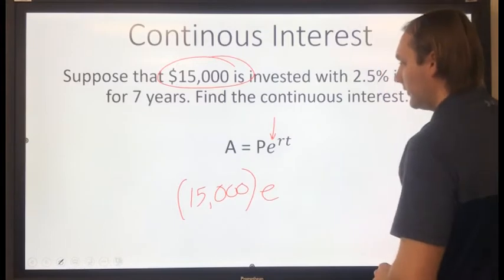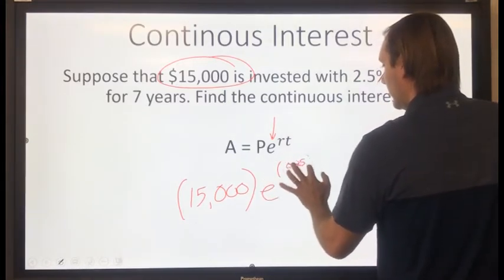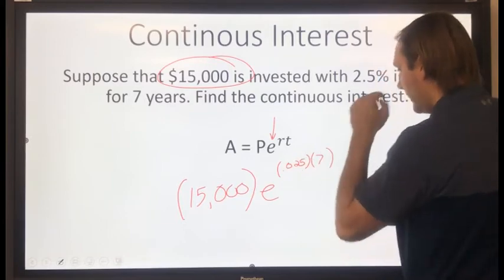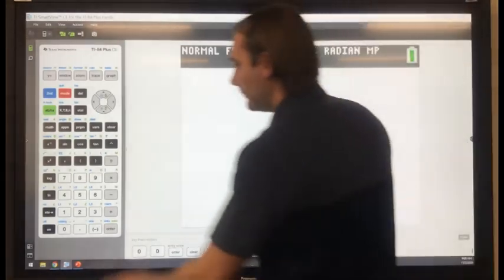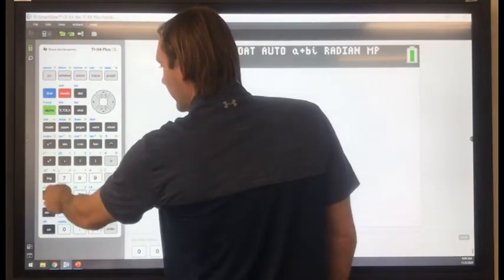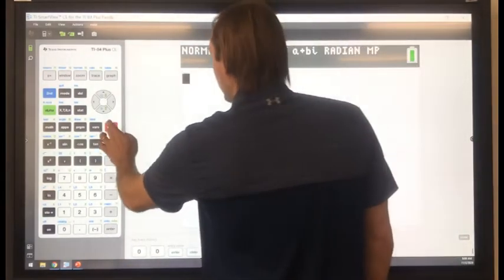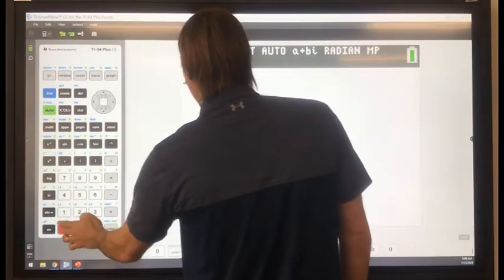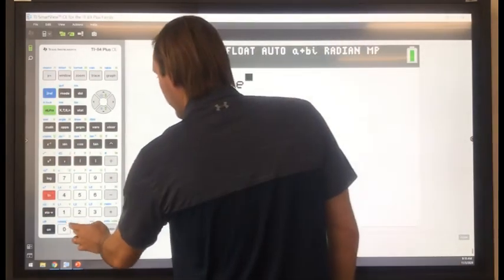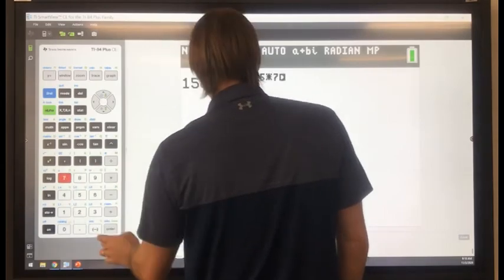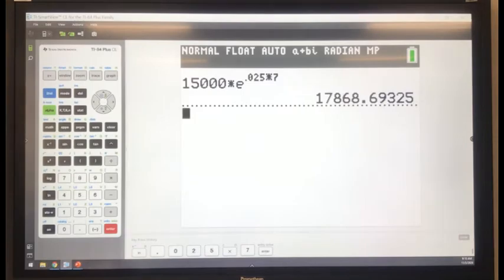So for this problem, I have P, my principal, at 15,000, times E, Euler's number, raised to the power of my rate, so 0.025 times T, 7 years. So make sure you're very familiar with where E is on your calculator. For the graphing calculator here, E is right here, so second ln, when I want to plug that in. So let's do our calculation. 15,000 times Euler's number, raised to the power of 0.025 times 7 years, gives me a total account of 17,868.